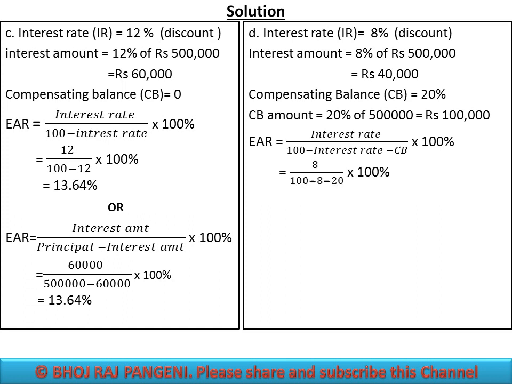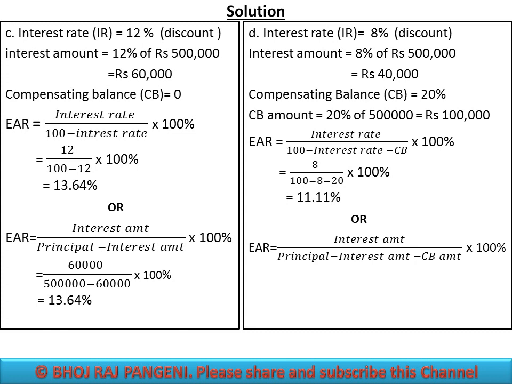Okay, CB rate: 8 divided by 100 minus 8 minus 20, into 100%. That is 11.1111% is our EAR. Use another formula, that is the amount formula.